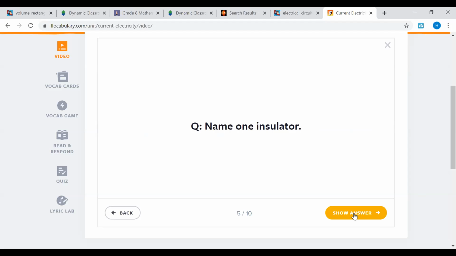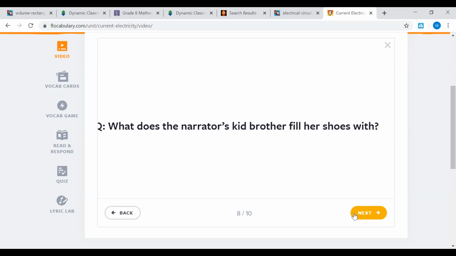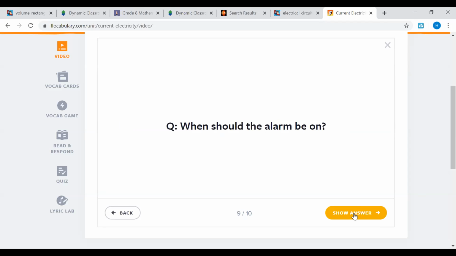Name one insulator. Rubber, plastic, glass. Are metals conductors or insulators? Conductors. Are citrus fruits conductors or insulators? Conductors. What does the narrator's kid brother fill her shoes with? Lettuce. When should the alarm be on? When her brother opens the door. What does the electricity in the narrator's alarm power? A loud buzzer.